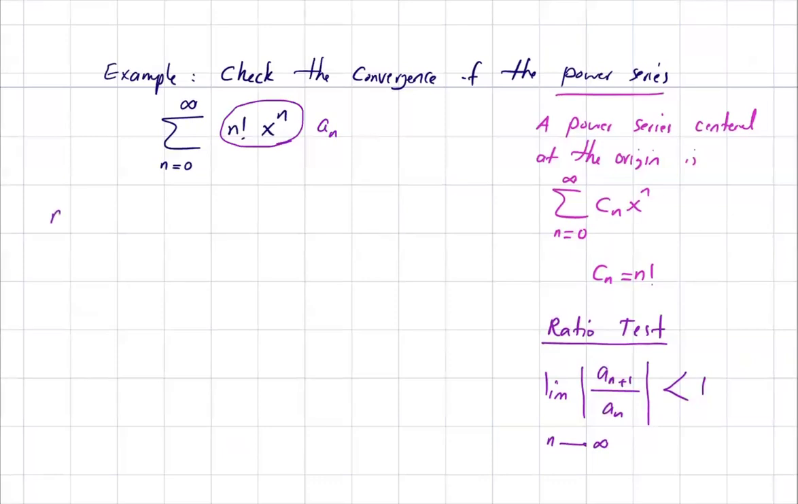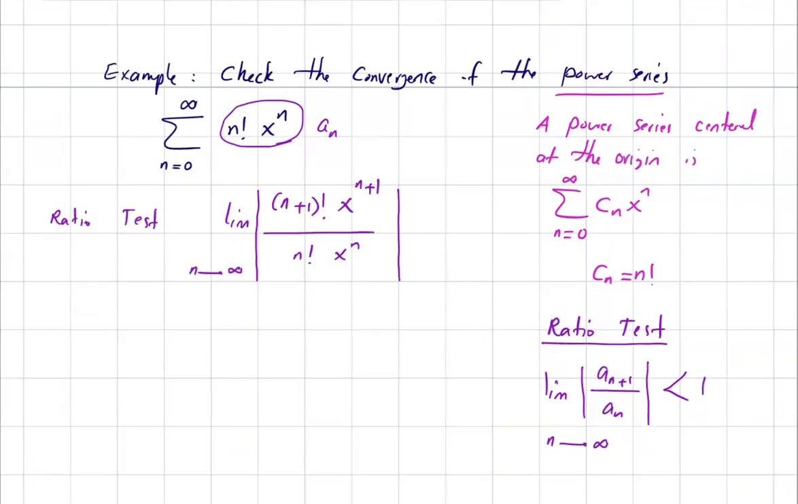By ratio test, we are finding the limit of the absolute value of (n plus 1) factorial x to power n plus 1 divided by n factorial x to power n as n goes to infinity. Again, on your numerator, you have a_(n+1), so wherever you see n, you're going to use n plus 1. On the denominator, you copy down the general term as you see fit.